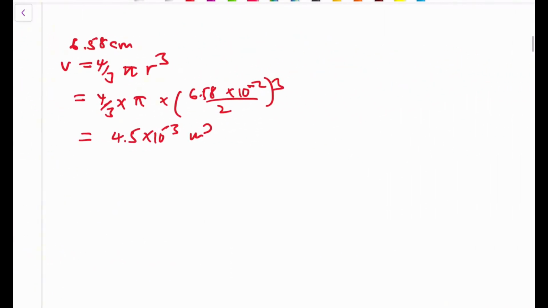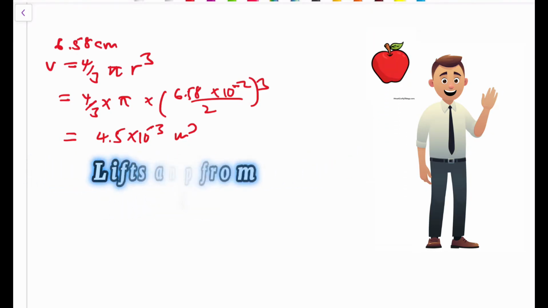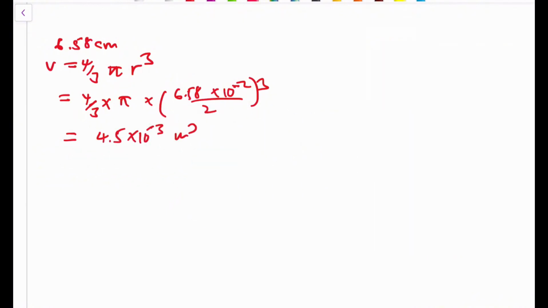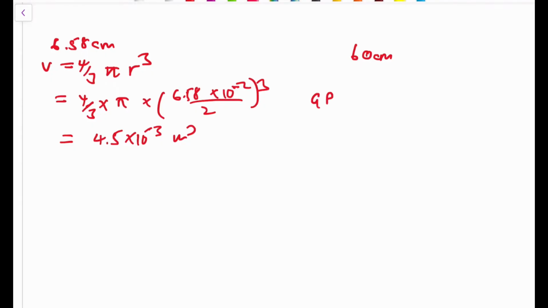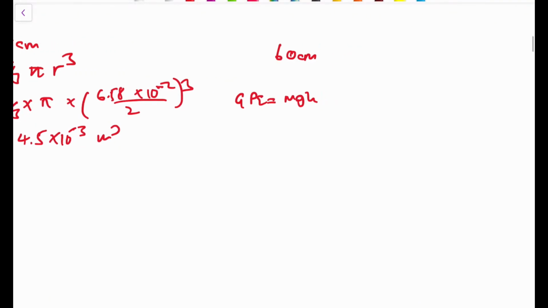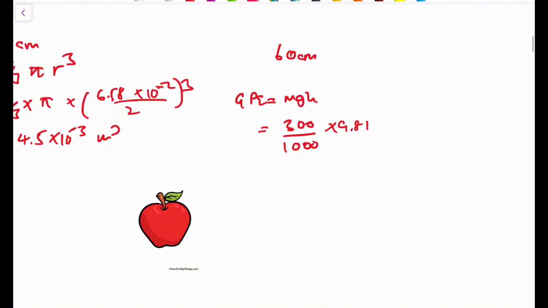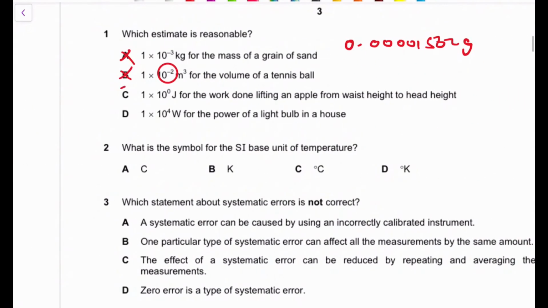The work done to lift an apple from its waist height to head height. Consider this person who wants to lift an apple from his waist up until his head. I can assume that's about 60 centimeters. That's an overestimation, but let's assume it's 60 centimeters, the worst case scenario. If I want to find the GPE, it's mgh. The mass of an apple is 300 divided by 1000, times 9.81, times the height 0.6. It's going to give me about 1.7 times 10 to the power of 0 joules, pretty much close to C, because it's 1 times 10 to the power of 0.